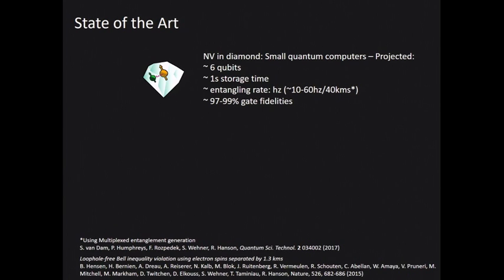This is the current storage time. And this is an entangling rate. So how quickly can we generate entanglement between these network nodes?